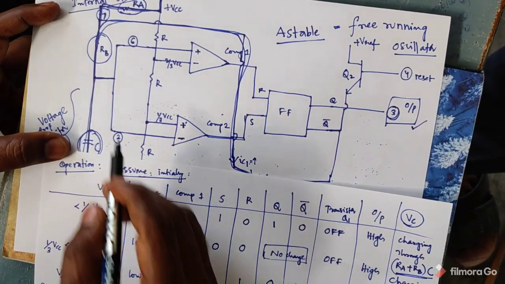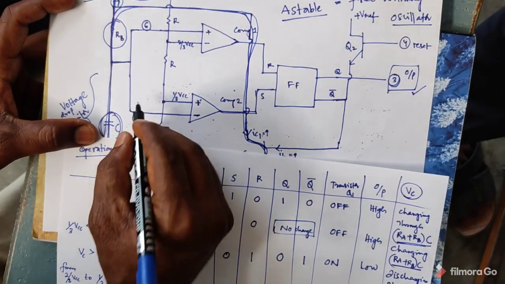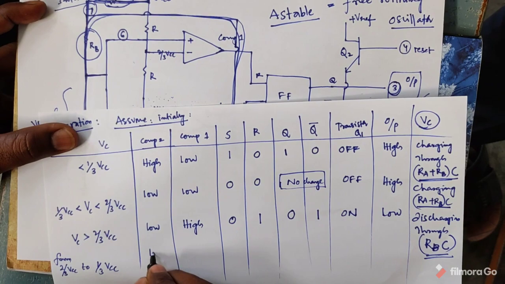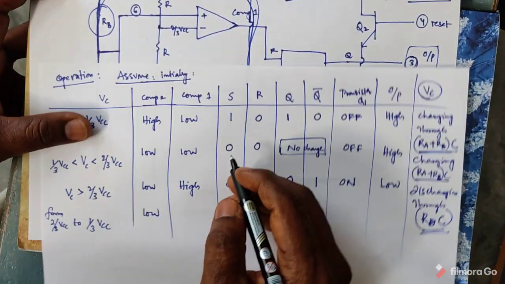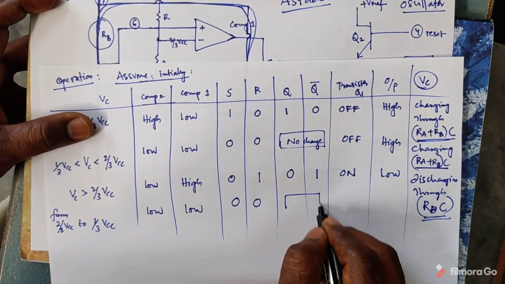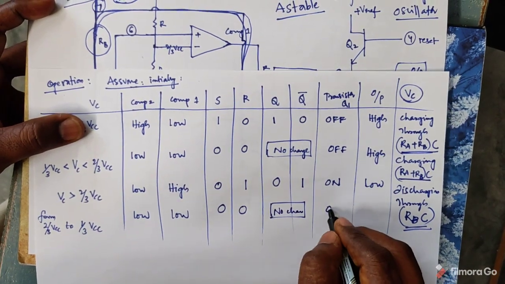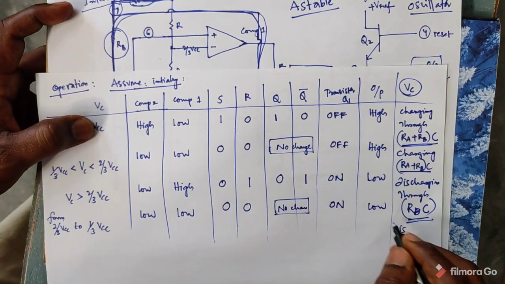2/3 of VCC to 1/3 of VCC, that is greater than 1/3 of VCC. Comparator 2 is low. And the same, less than 2/3 of VCC, comparator 1 is also low. So 0 0. Finally the result will be no change. No change means it stays in the on state. Output value is low.